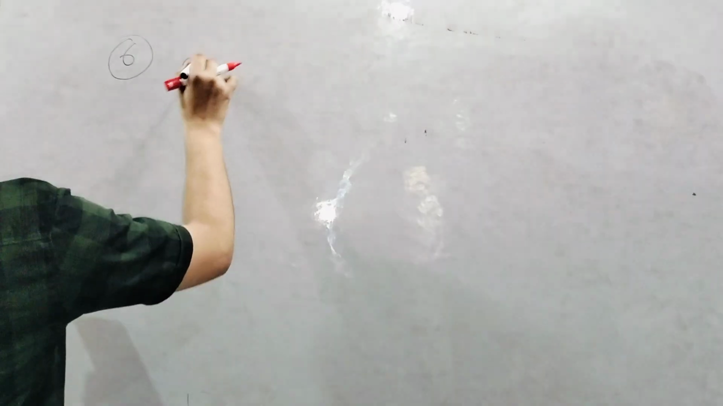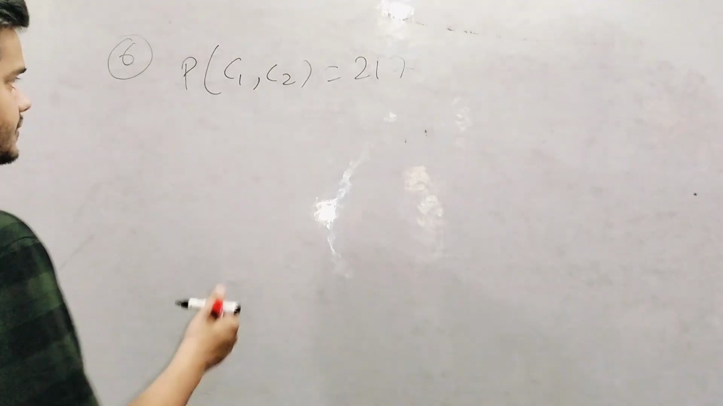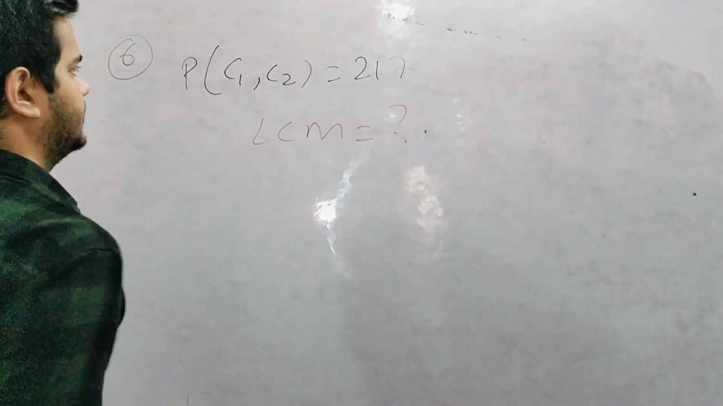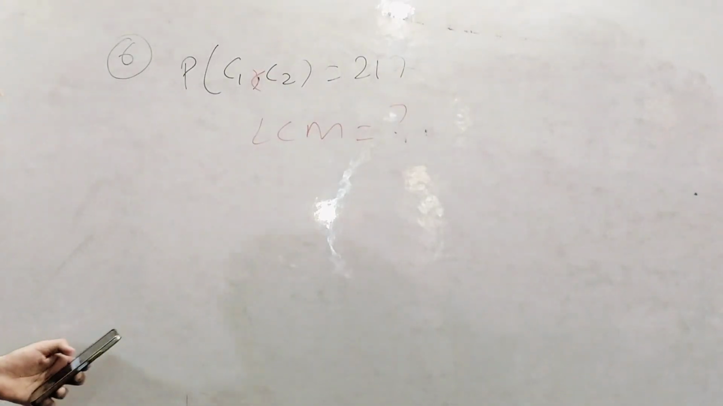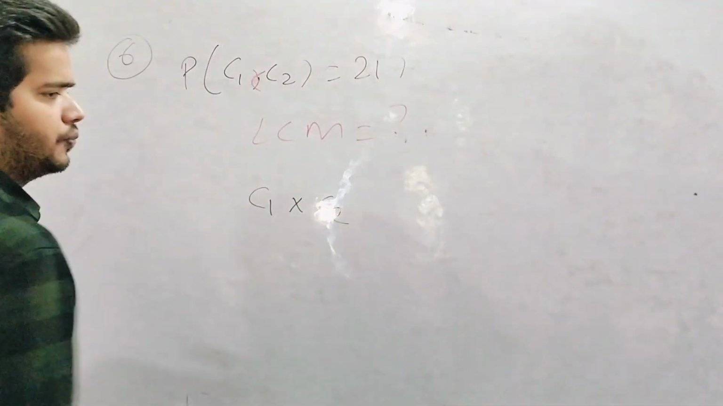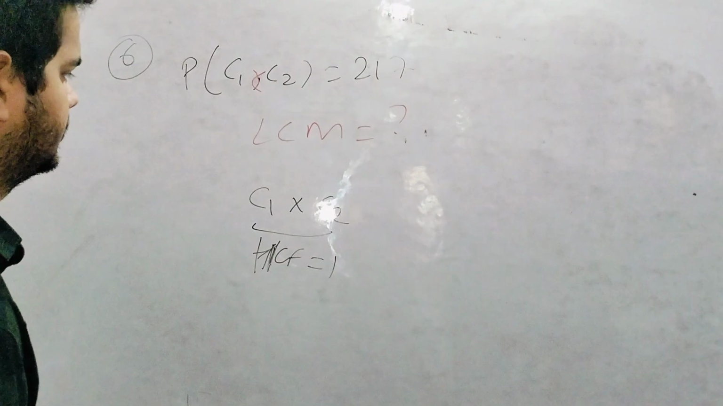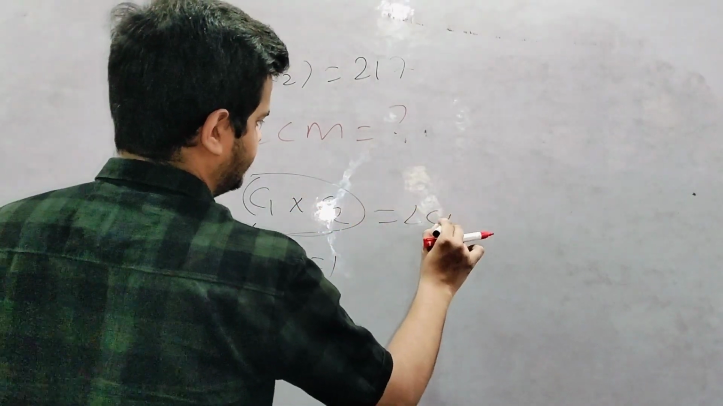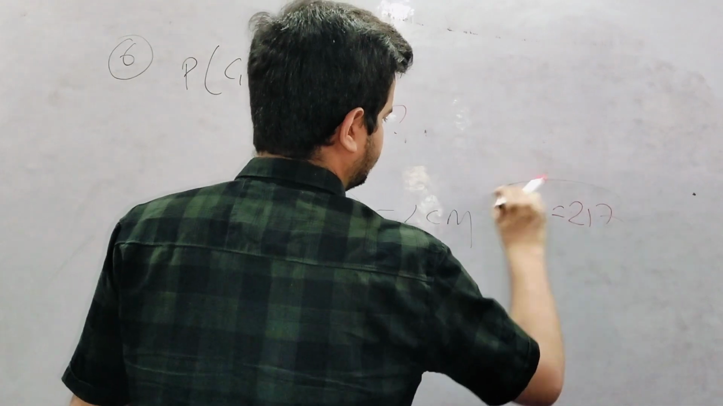Next question. If the product of two co-prime numbers is 217, then find the LCM. So what will be the LCM of those two? Now we know that if two numbers are co-prime, what is co-prime? Numbers whose HCF is 1 are called co-prime numbers. So the product of these is also their LCM. So the LCM of these two numbers is 217. Okay.